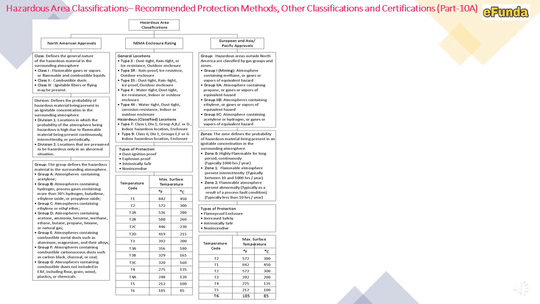Now we are at the last slide of our today's topic, where this hazardous area classification, which we have covered in part 10 and part 10a. The summary extract is provided in tabulated format for better understanding and easy reference, where we have created separate table for North American approvals, NEMA enclosure rating, European and Asia specific approvals, where classes, divisions and gas grouping, as well as type of protection, temperature ranges and their maximum surface temperatures are also indicated.